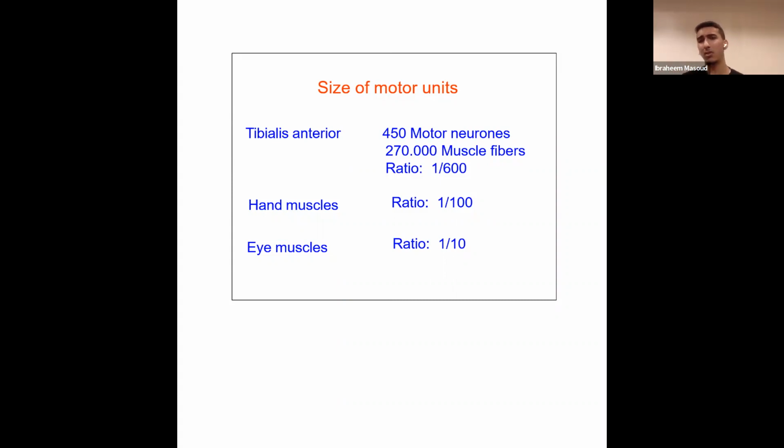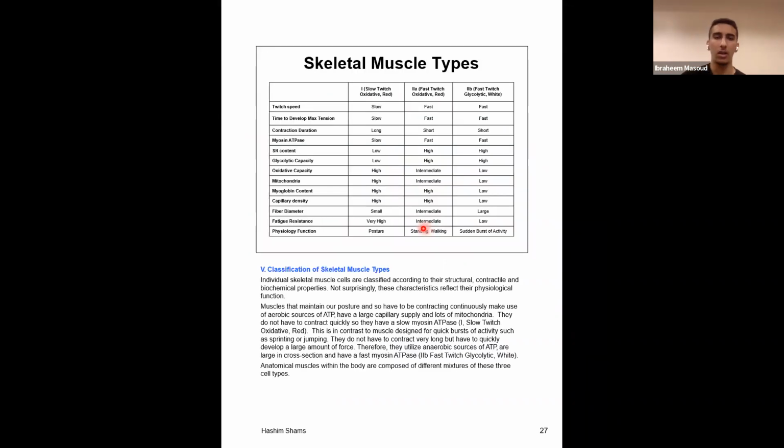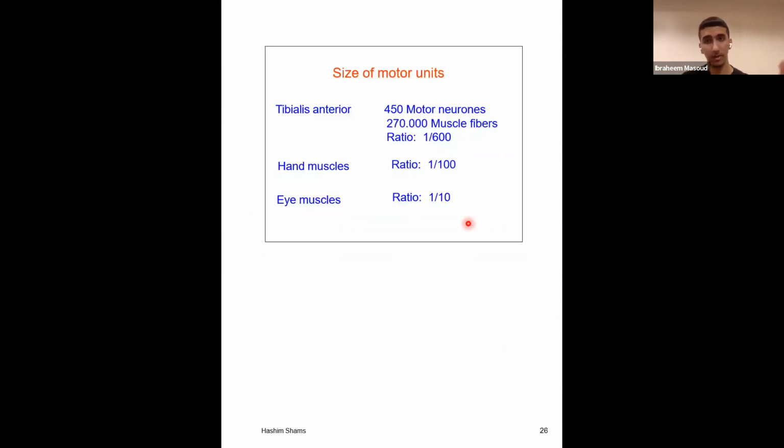But the tibialis anterior is just part of the walking process. You don't really need to be that precise when you're walking. You're just walking straight, moving a little bit left, right. That's the significance of having a lot of motor neurons compared to skeletal muscle fibers. The higher the ratio of motor neurons to skeletal muscle, the higher the precision. That's about the slide. Not much here. Any questions I can answer? No questions, that's great.